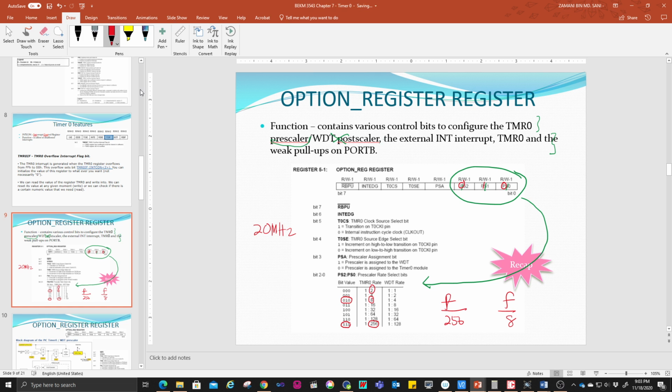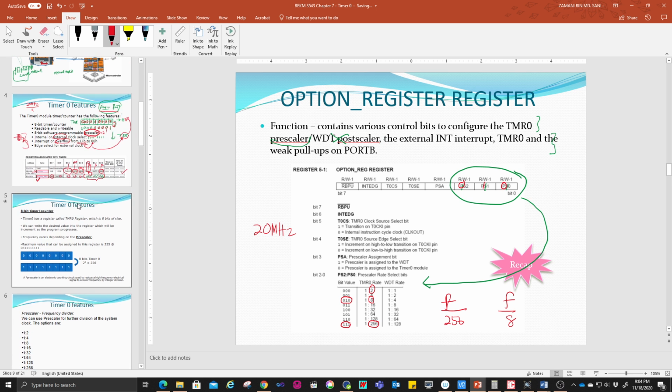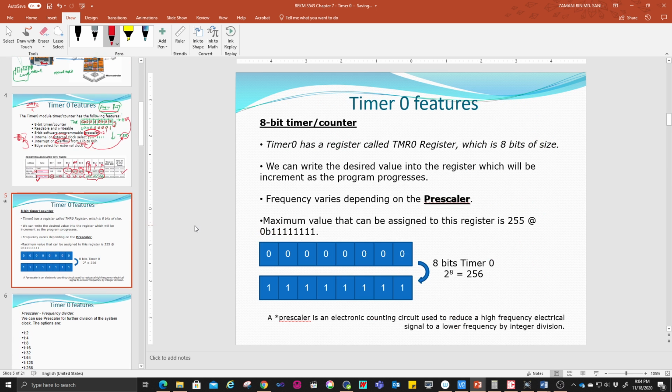So that is for the option register. Okay, they will call it option register. So go back to this one, the timer 0 feature just now. This is the one that I had discussed just now.